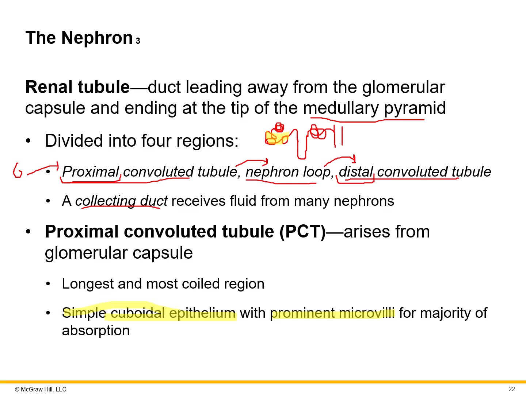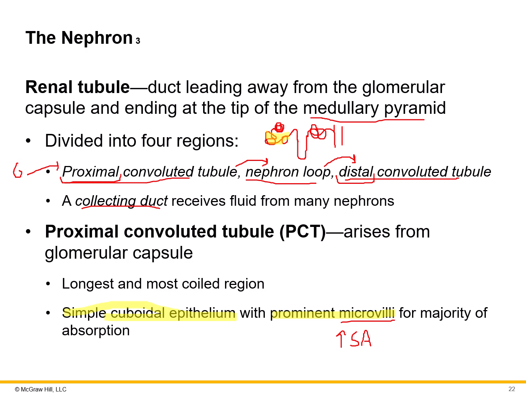Now, let's think back to digestion. Where have we seen microvilli? Well, we saw microvilli in the intestines. And why did we see microvilli? What's the point? The point of our microvilli was to increase surface area of our intestines.